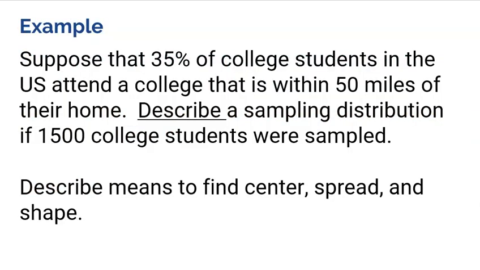All right, suppose that 35% of college students in the U.S. attend a college that is within 50 miles of their home. So 35% of kids that go to college across the country go to a college within 50 miles of their home. Describe a sampling distribution if 1,500 college students were sampled. So we want to say, what would all possible samples look like? Oh, by the way, we haven't even looked at any, but we could do it. Now, when I tell you to describe, you need to remember that means three things. Find the center, the mean, spread, the standard deviation, and the shape. We know it's going to be normal. All right, so here I go.